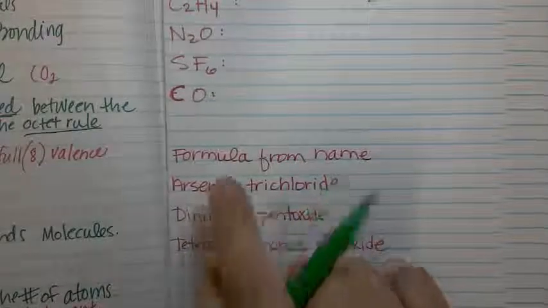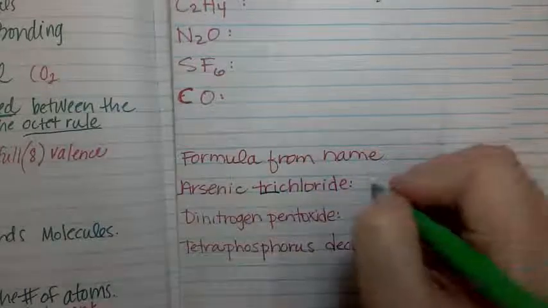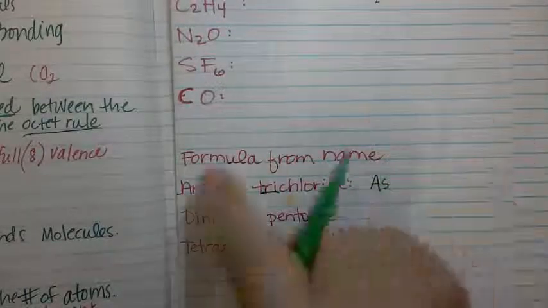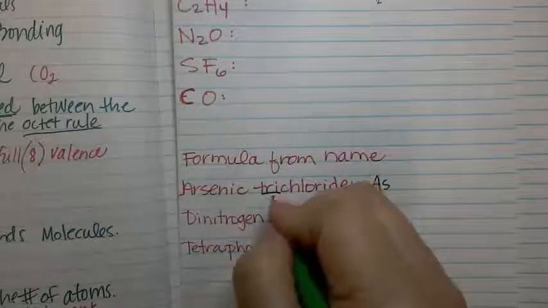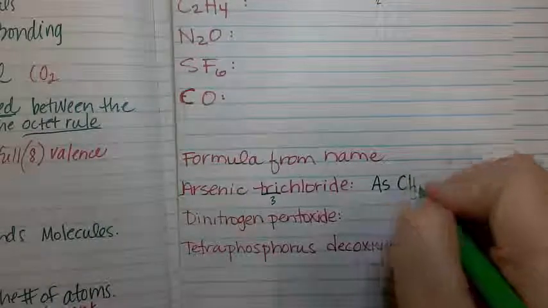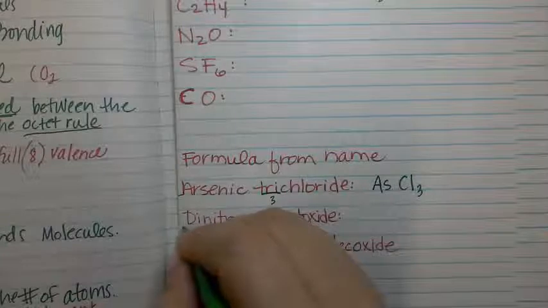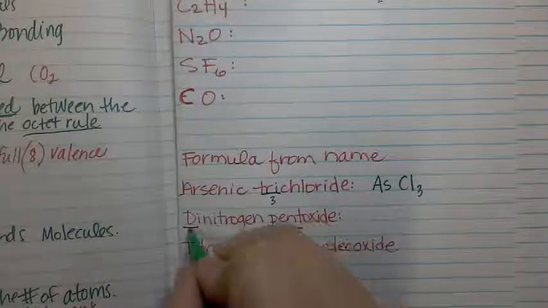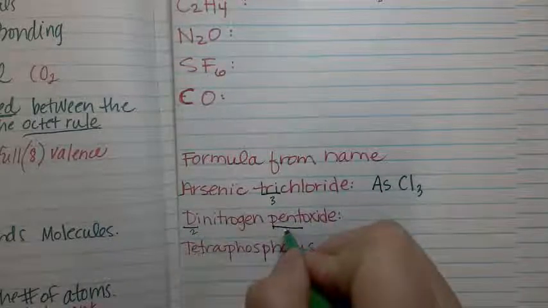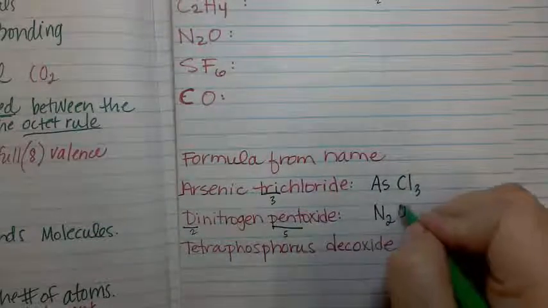If you look on your periodic table, obviously this one doesn't have a prefix. This one does. Arsenic is AS. There isn't a prefix, so it's an understood 1. Tri is 3, so it's CL3. Here we go. We're going to underline both of these prefixes, the di and the pent. Nitrogen, there's 2 for di and 5 for pent, which means there's 2 nitrogens. And oxygens, there's going to be 5 of them.